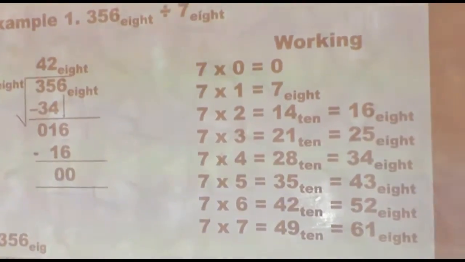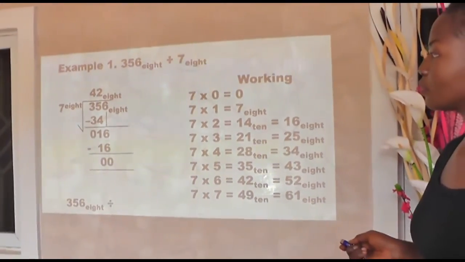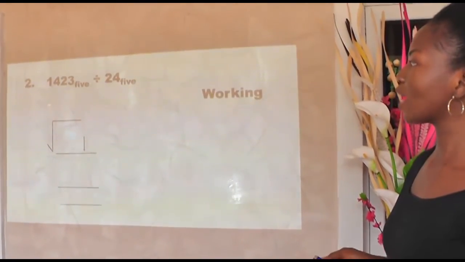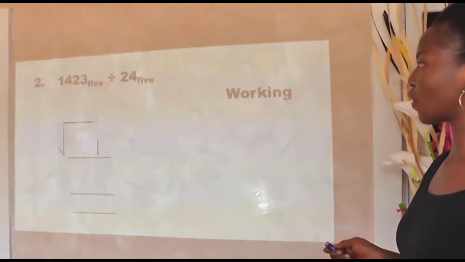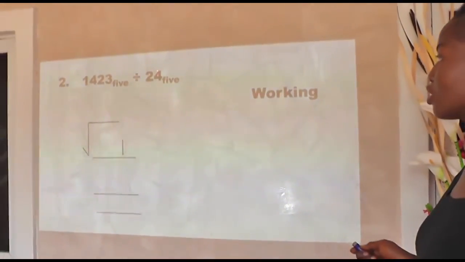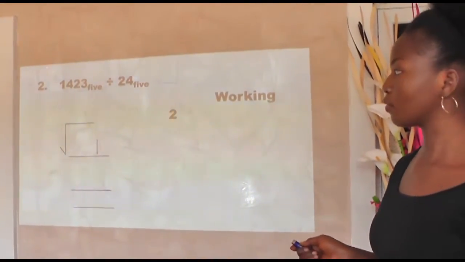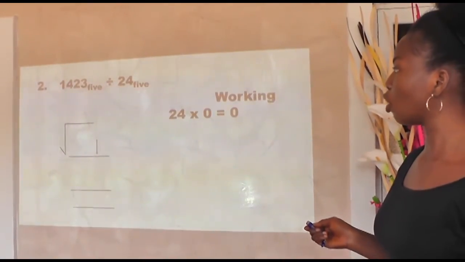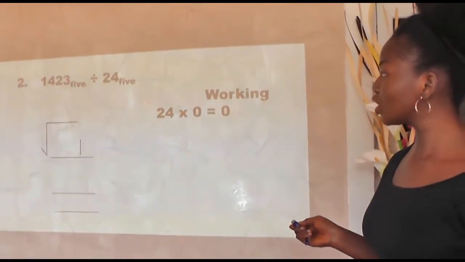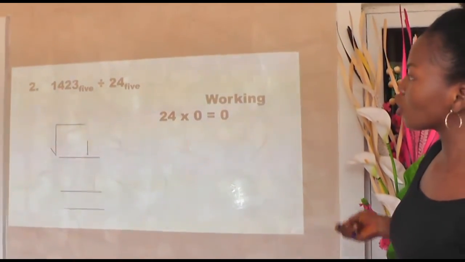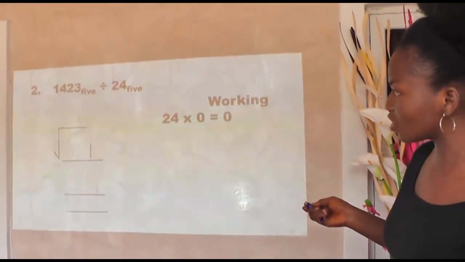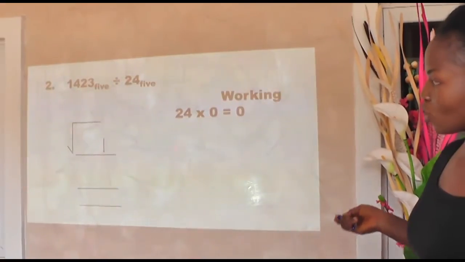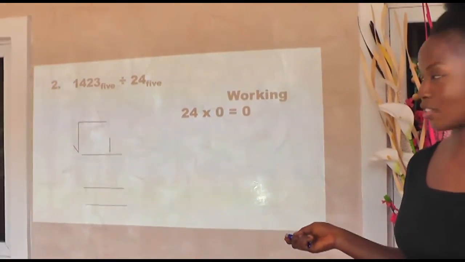Now we are proceeding to a second example where we have 1423 base 5 to be divided by 24 base 5. As we did, we are going to look at the multiplication table of this divisor, the 24, in base 5, so that it will make our division easy.